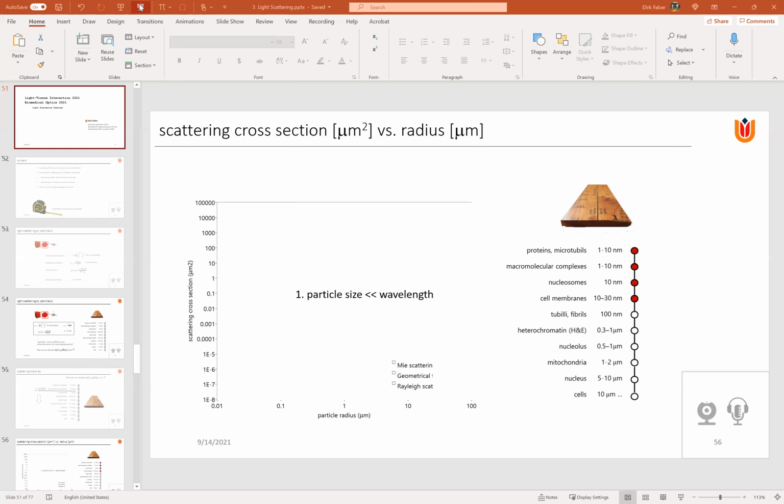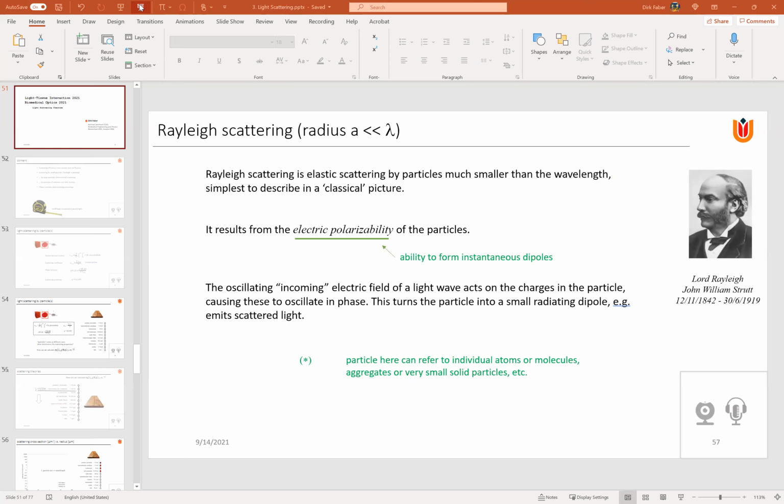So let's first look at the situation where the particle size is much smaller than the wavelength. So that would be that range, for example, up until cell membranes or something. That would bring us basically back into the regime of Rayleigh scattering. That also was valid for the molecules in the sky, where the blue light scatters much more efficiently.